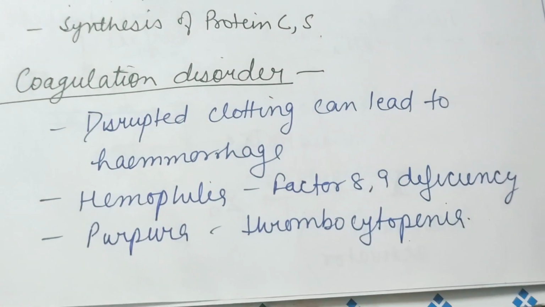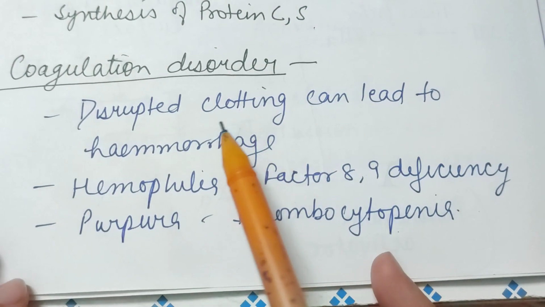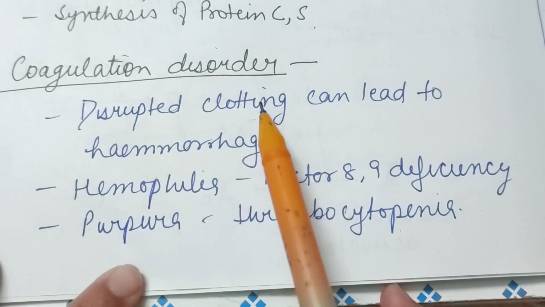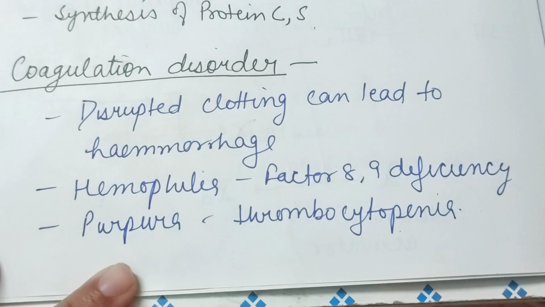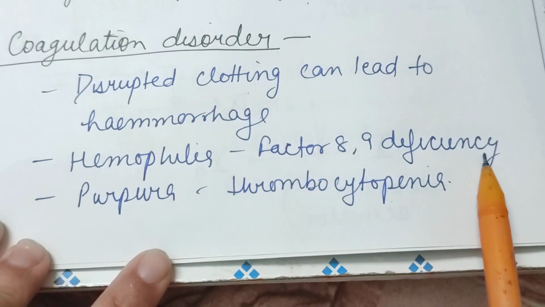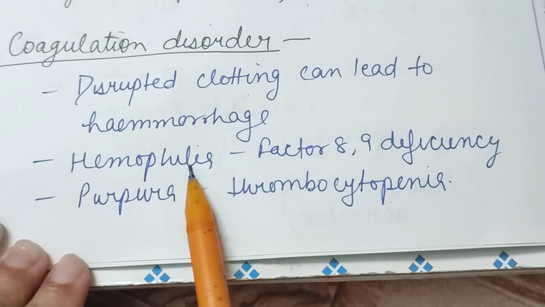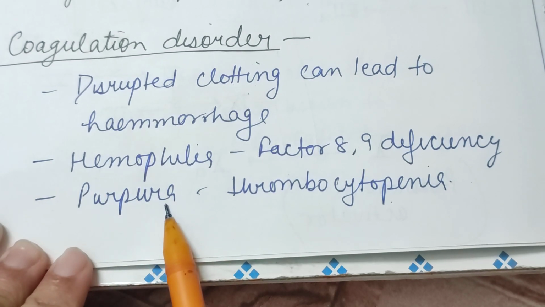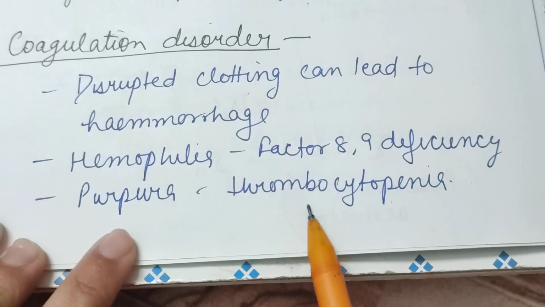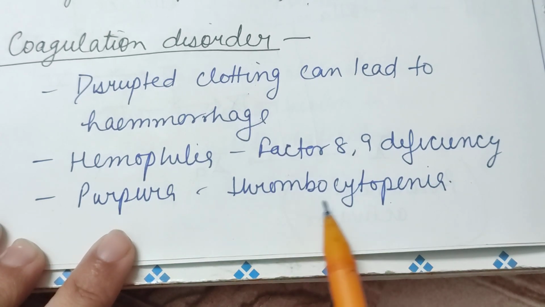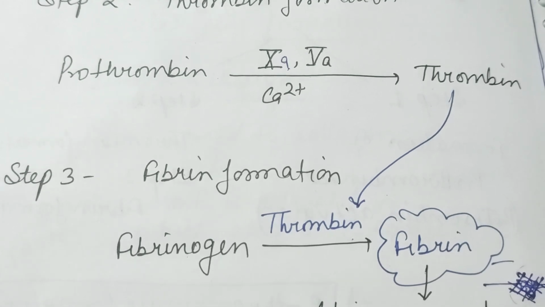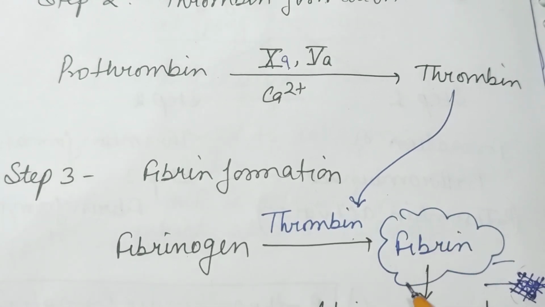Okay, there are some coagulation disorders as well, like disruptive clotting can lead to hemorrhage, because if the clotting process is not normal, it can lead to hemorrhage. Okay, hemophilia you might have heard, where factor 8 and factor 9 deficiency can lead to hemophilia, a bleeding disorder. Purpura is a disorder when platelets are deficient, so BT is increased here, which can be because of decreased platelet count, thrombocytopenia. Okay, so we have completed blood clotting this way.